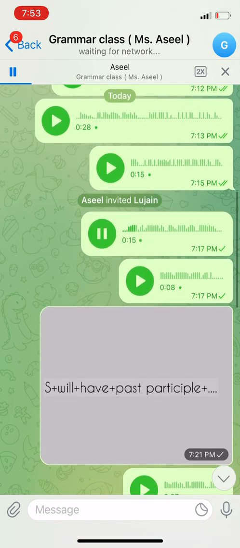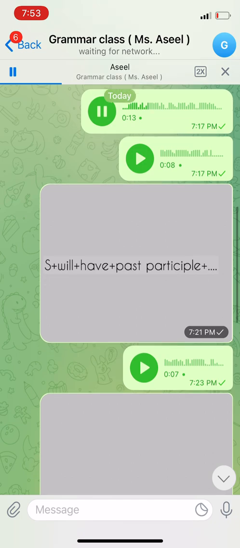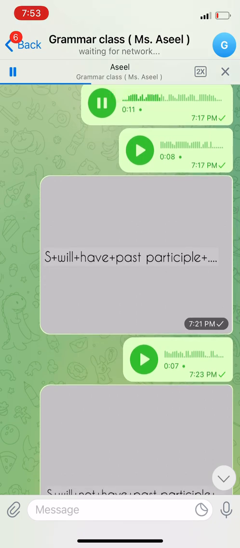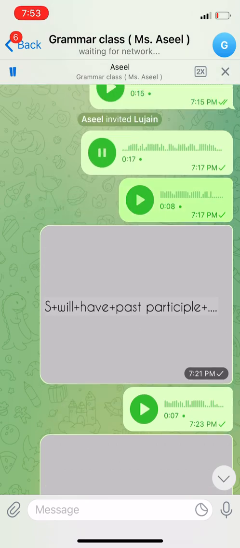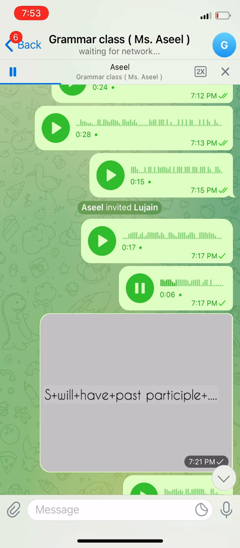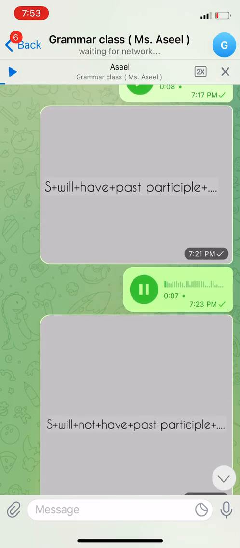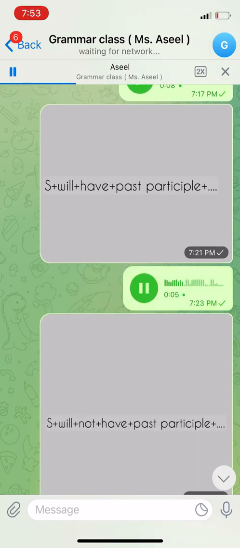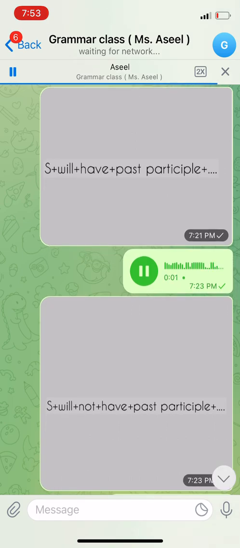In English, the future perfect construction consists of the auxiliary verb will to mark the future, the auxiliary verb have to mark the perfect, and the past participle of the main verb. So here's the structure when we use the future perfect tense in a positive sentence. Here's the structure of the future perfect tense in a negative sentence.